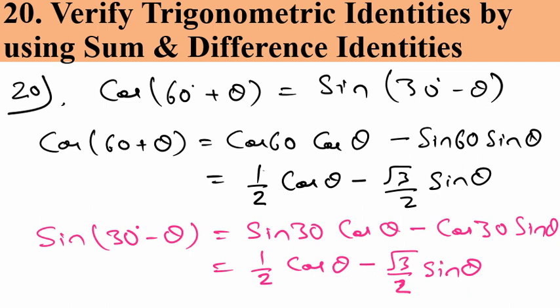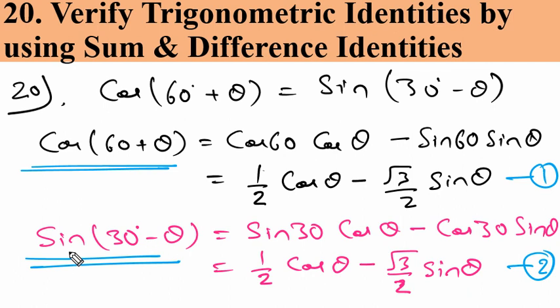Now if you see here, equation 1 and equation 2, they both are the same. So when they are the same, you can say cos 60 plus theta is equal to sine 30 minus theta. So that's proved. Okay, next question.